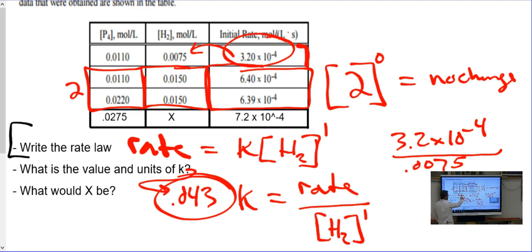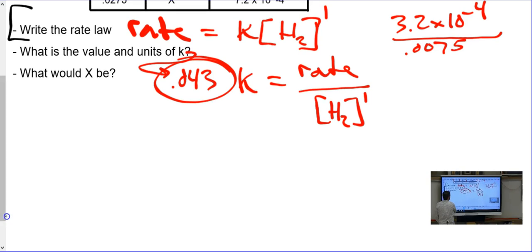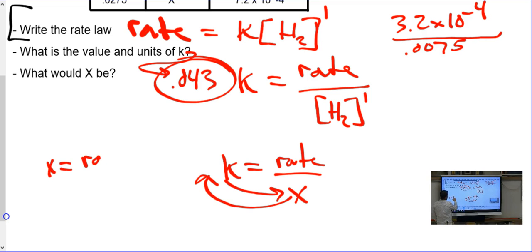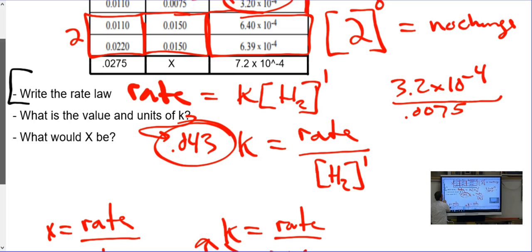So X is the concentration of H2. So we know K equals that, so it's rate over X, essentially, right? Okay. So to solve for X, you take it over and then K under, right? So X will equal your rate divided by K. And we just find those values from up here.